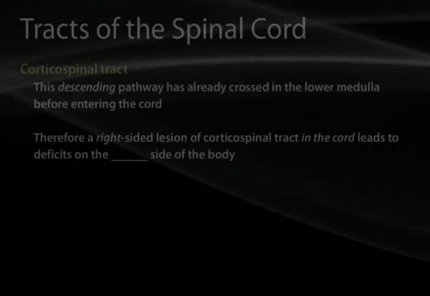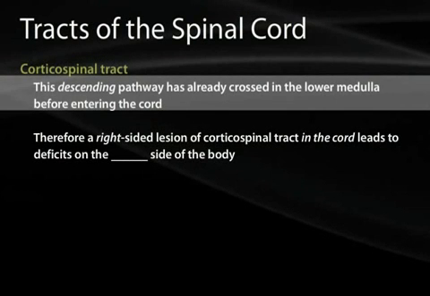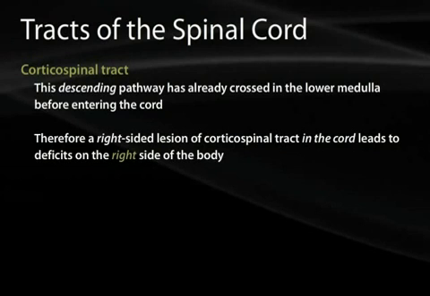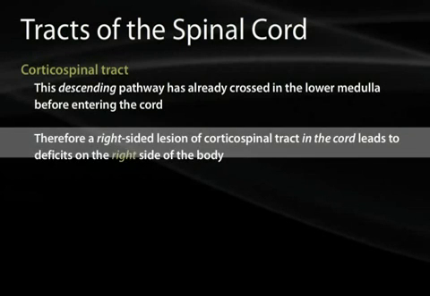spinal cord. This descending pathway is crossed already in the lower medulla before it enters the cord. Therefore, a right-sided lesion of the corticospinal tract in the cord leads to deficits on which side of the body? Well, I just told you it should be ipsilateral if it's in the cord, so therefore it should be on the right side of the body that is weak.